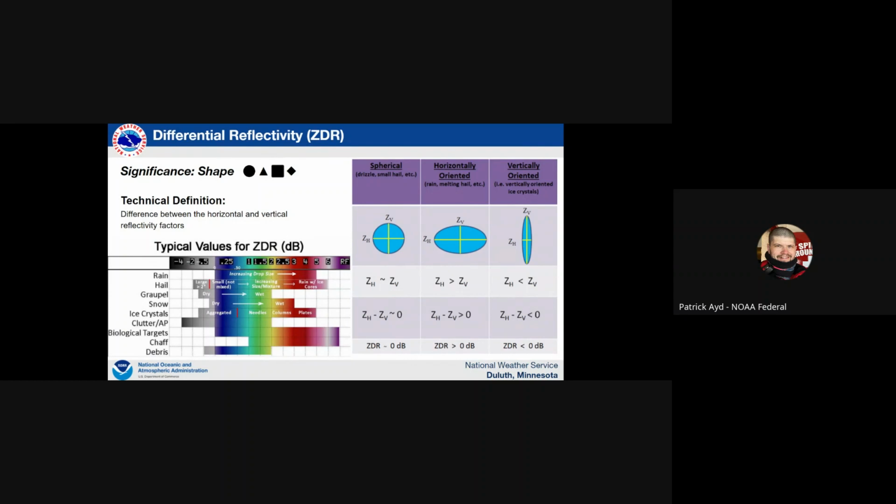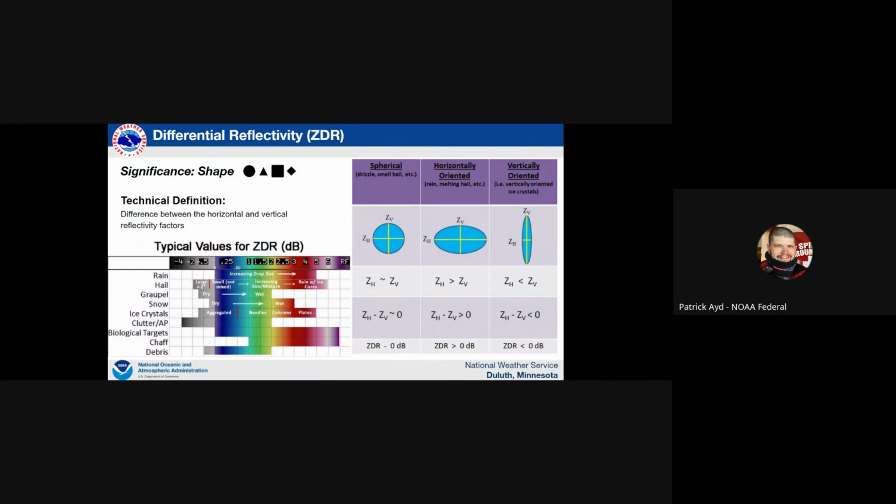The technical definition is the difference between the horizontal and vertical reflectivity factors. Obviously, we send out a horizontal and vertical pulse, and the main thing we get out of this is shape. For the most part, we live in positive ZDR. Occasionally in the winter there are some vertically oriented ice crystals, or some radar artifacts associated with scattering, more so in the summer.